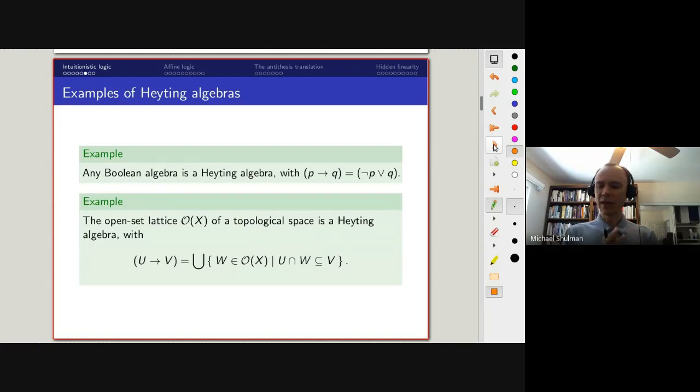So, for example, of course, any Boolean algebra is a Heyting algebra where you define implication in terms of complements and disjunction in the usual way. But there are other interesting examples. For instance, the open set lattice of a topological space is a Heyting algebra where the implication U implies V is defined as the union of all open sets whose intersection with U is contained in V. So you basically take this property of implication that defines it, and use that as a definition with the union property.